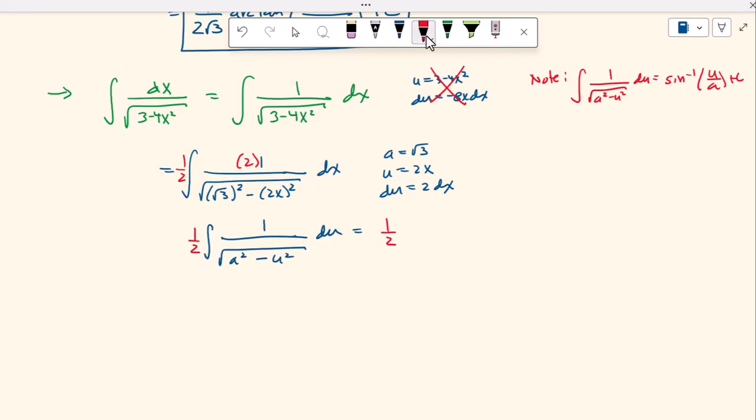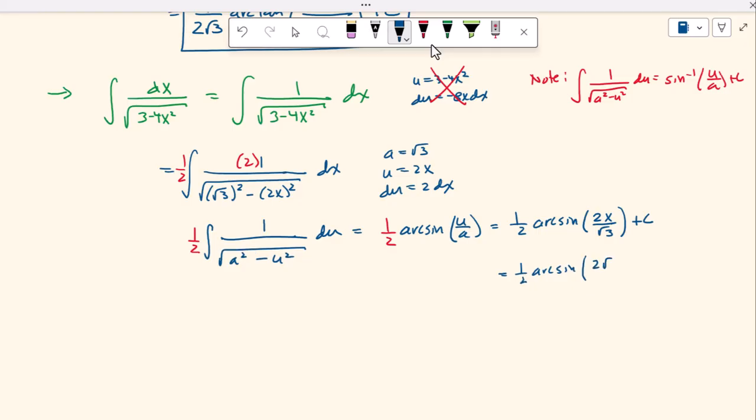So the 1/2 is from compensating for this 2 being gone. That's where that comes from. It doesn't come from the formula up here. And then this is inverse sine, dang it, arc sine. The notations are the same. So arc sine, inverse sine of u over a. So I have 1/2 arc sine of u, which is 2x over the square root of 3. And then this is plus c, my constant of integration. Now you might rationalize that, so this could be another form.